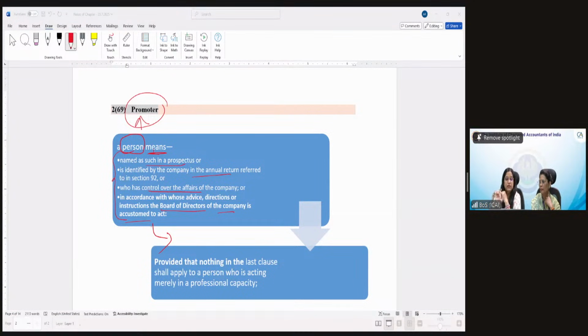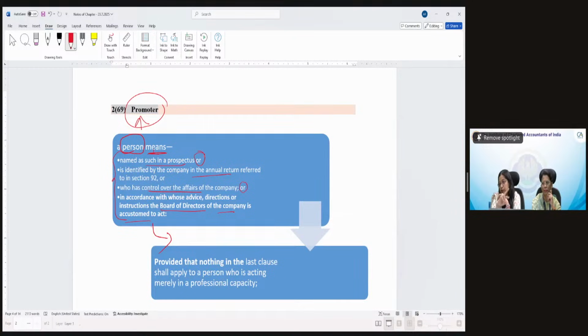Okay, so that person should be named as such, or is identified by the company in the annual return. Somewhere it's saying the same thing, that they have to be specified. Identified here means that that person has to be identified, specified in the annual return. Or who has control over the affairs of the company.